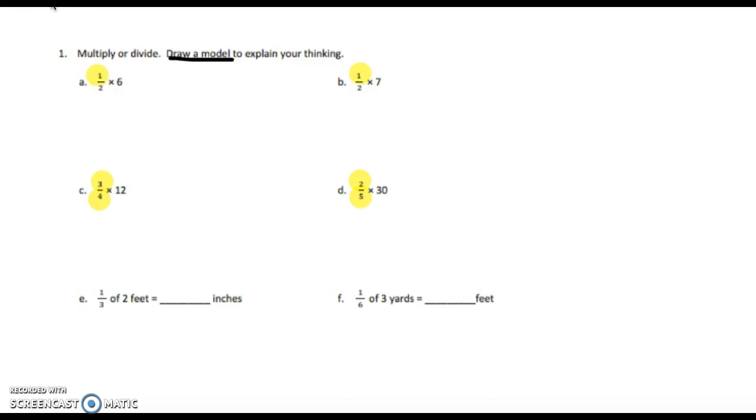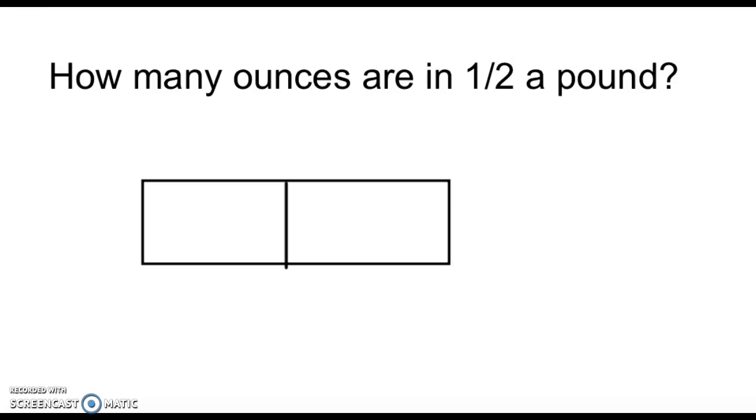Now let's take a look at a problem very similar to E and F, because that was a problem as well. So if I say how many ounces are in half a pound, a lot of kids were like, oh, I'm going to put half up here because that's the only number I see. But that's not really what we want. We want to take that half a pound, we want to take a pound and convert it into ounces. So how many ounces are in 1 pound? Well, I know that there are 16 ounces in a pound.